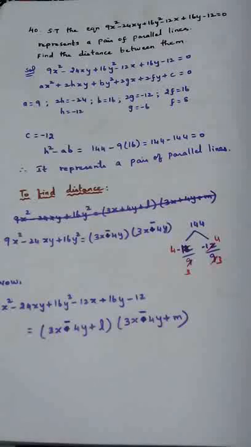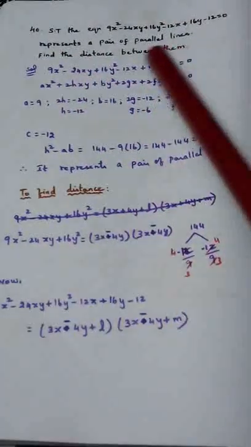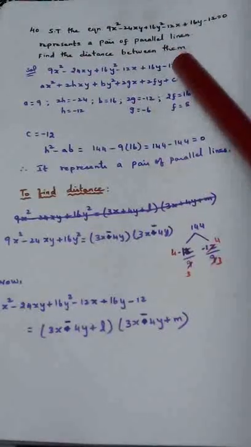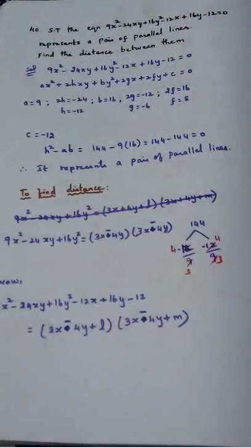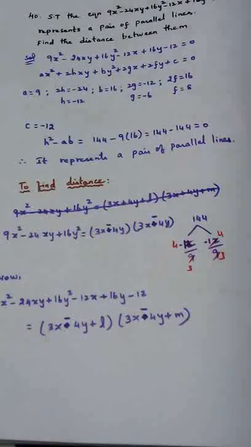Distance between parallel lines is given by modulus of c1 minus c2 by root of a square plus b square. But we need separate equations for that. We need the two separate equations of those two lines. Here we have an equation, but it is the combined equation of two lines. To find the distance, we need separate equations. So first I am going to find the separate equations of the pair of straight lines.